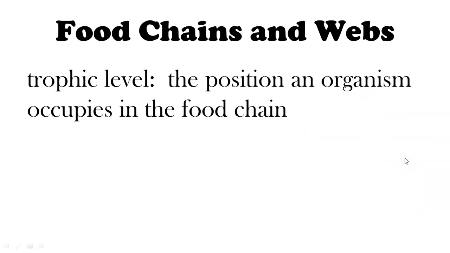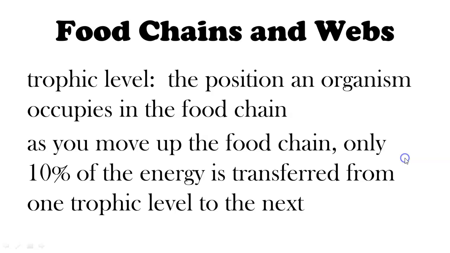So just a quick definition here, just to make sure we're all on the same page with the idea of a trophic level. This is the position an organism occupies in the food chain. And as we move up the food chain, you might notice that only about 10% of the energy produced in one trophic level is transferred to the next trophic level. So what happens to the other 90%?